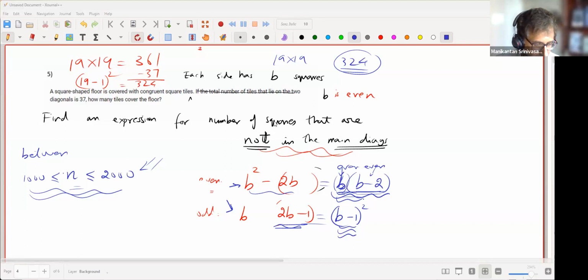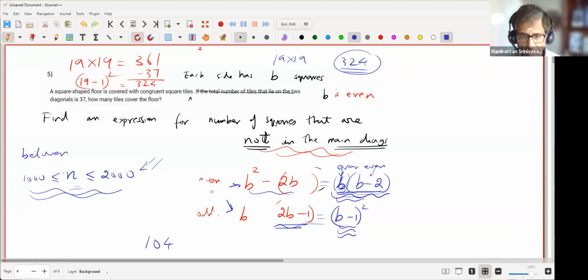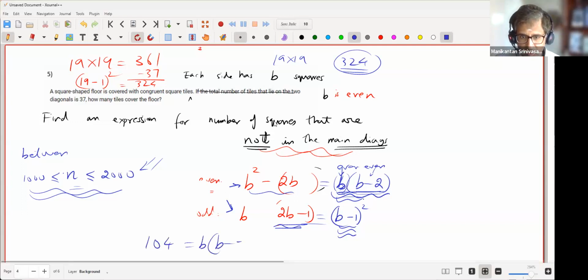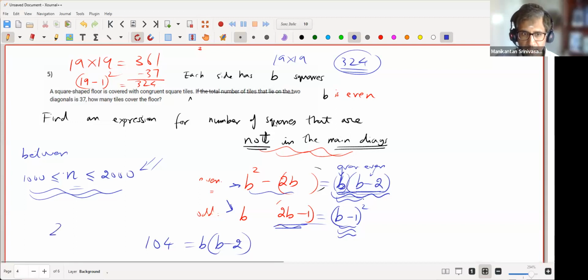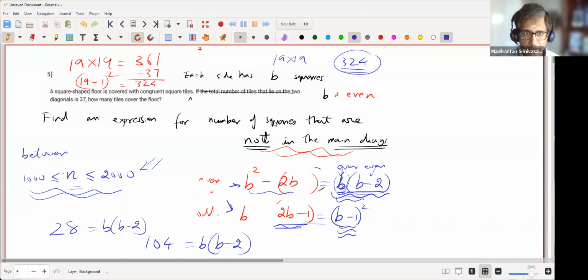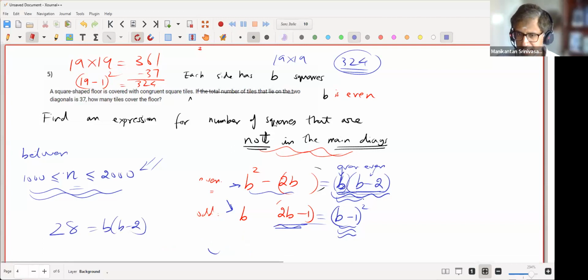I'll give one very simple example. Let's take the number 104. How can you write it in the form b times b minus 2? We won't be able to. 104 is divisible by 4. Or why go even that far? We can take something even smaller. Let's take 28. How can we write it as b into b minus 2? We cannot. Does it answer your question, Akrit?